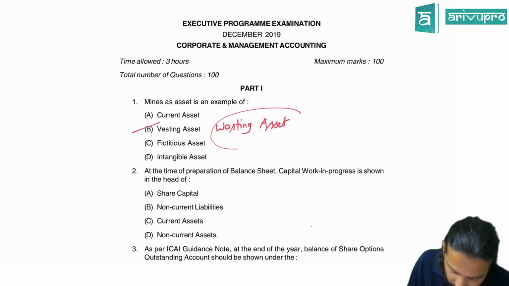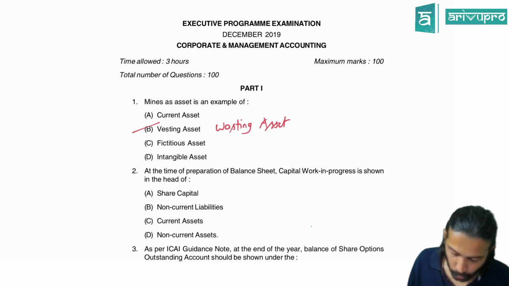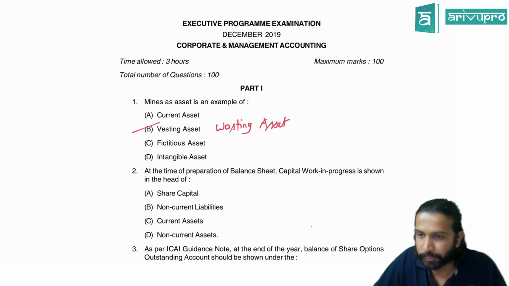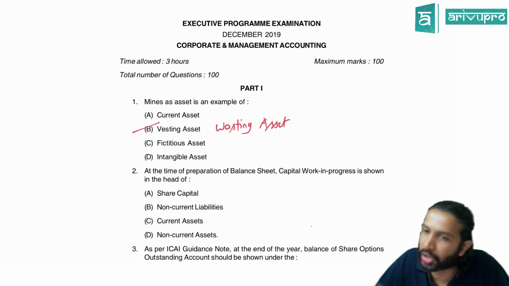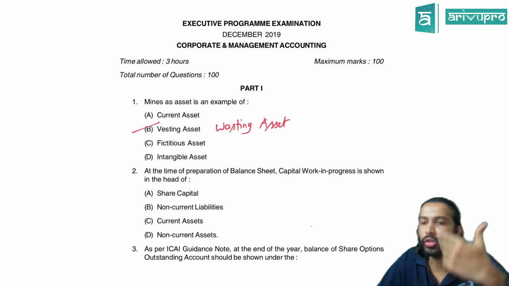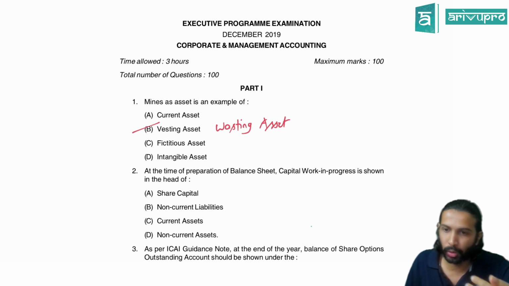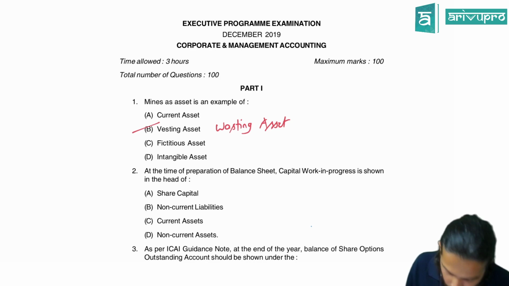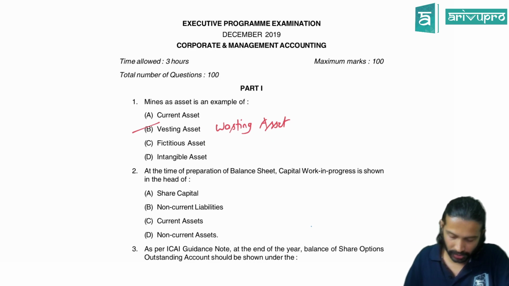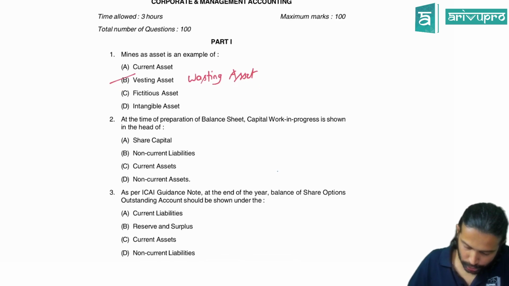The right option here is wasting assets, meaning assets whose value decreases over time. If you have a coal mine or a gold mine, as you keep extracting the coal or gold, its value will go on reducing. Those assets whose value reduces with extraction are known as wasting assets. So option B is the answer for the first question.